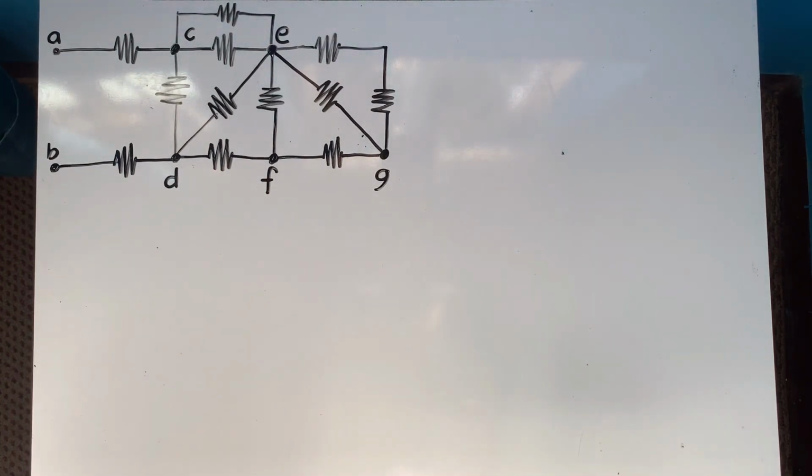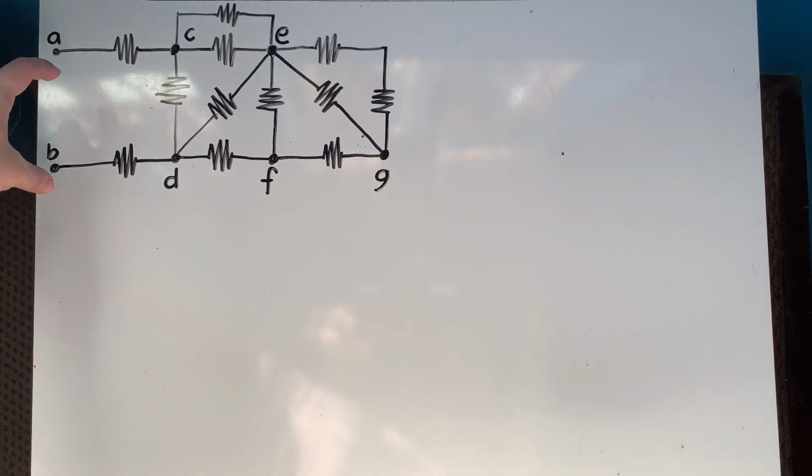You have 1, 2, 3, 4, 5, 6, 7. That's terminals A until G. And we're going to solve for the equivalent resistance at specific terminals that we have. So for the example that you have in your manual, the first question is to find the total resistance across points A and B. Across points A and B. So here, in this particular set of terminals.